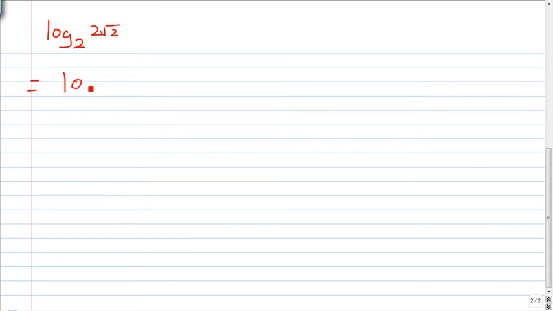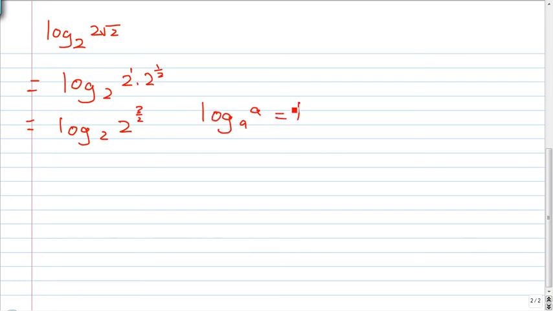Okay, now this is log base 2 of 2 times 2 to the power half. Now according to the law of indices, you can just add the powers, 1 and half. So this becomes log base 2 of 2 to the power of 3 over 2. Now you know that log base a of a will give you 1.